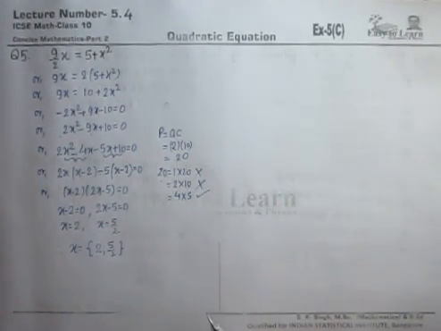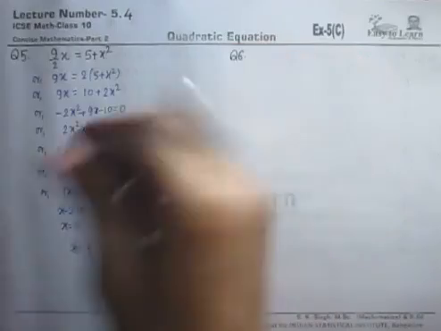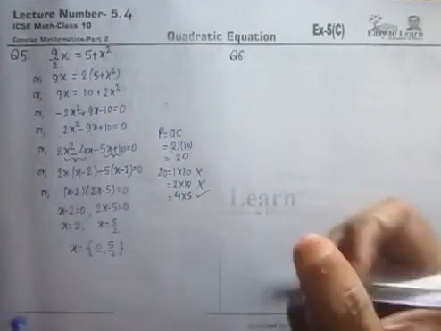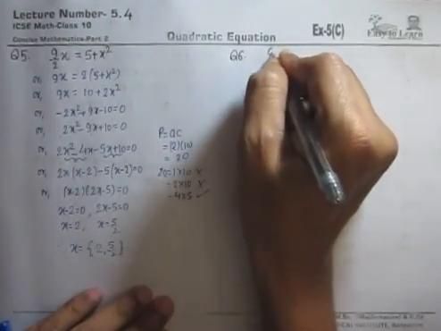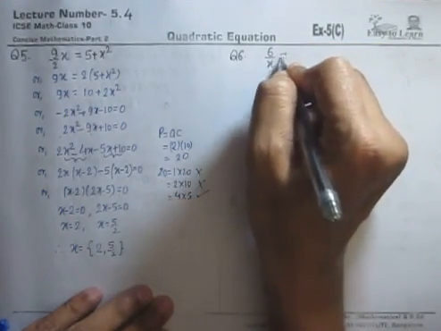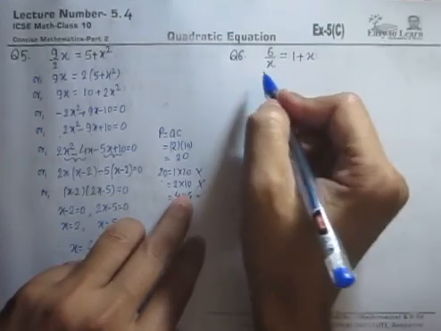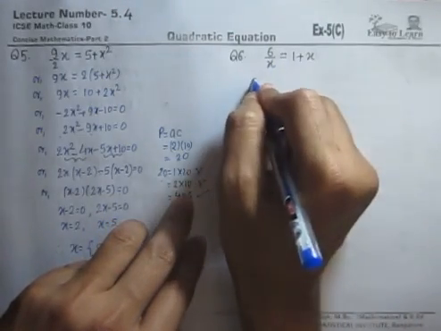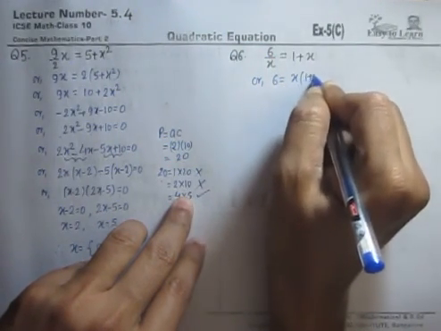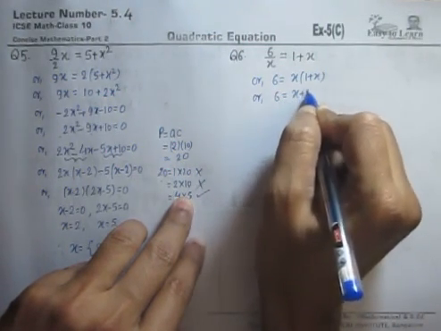Now question number 6. Question number 6 is 6 by x is equal to 1 plus x. This is the given quadratic equation. First of all, arrange it in general form. So shifting x to the other side, it will be 6 is equal to x into 1 plus x, or 6 is equal to x plus x square.